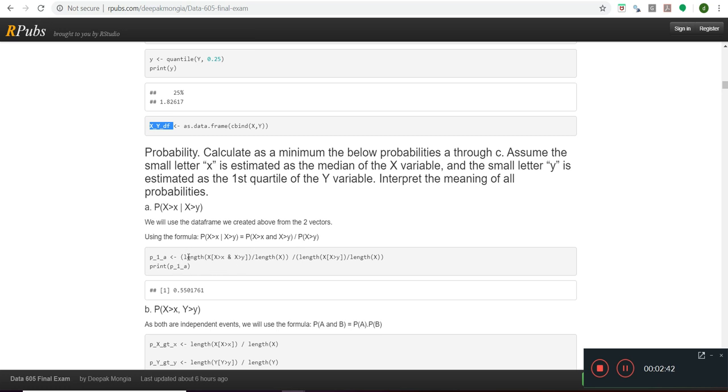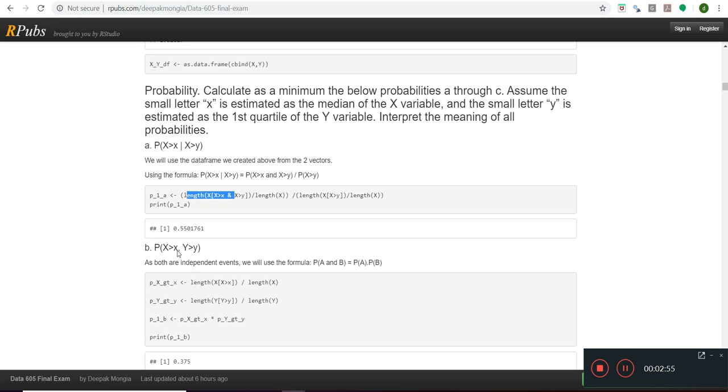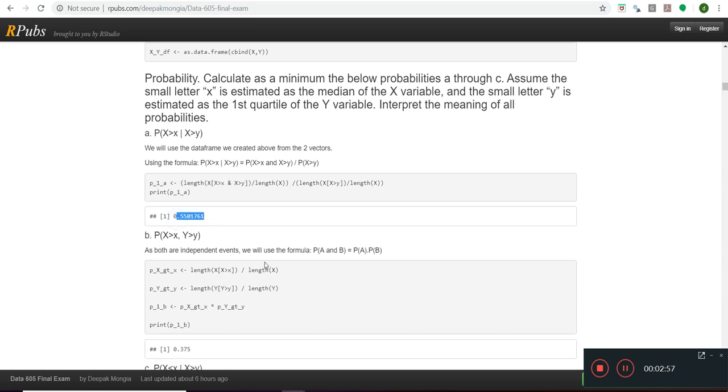So it comes out to be length of (X > x and X > y) by length of X, whole divided by length of (X > y) divided by length of X. So it comes out to be 0.55. So that means 0.55 is the probability of this event to be true.